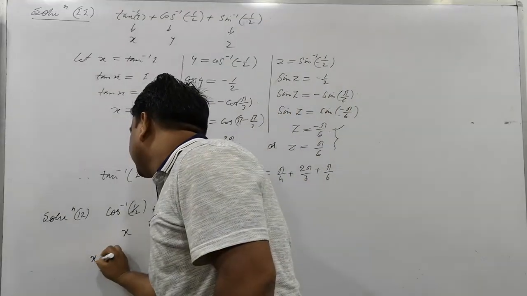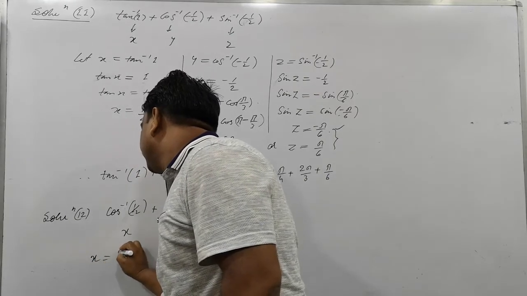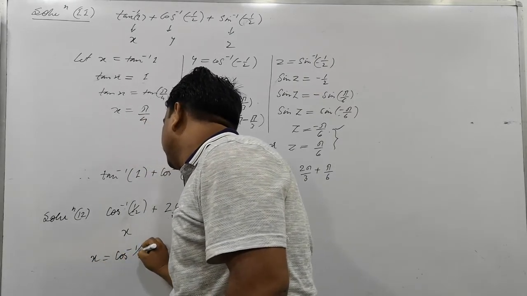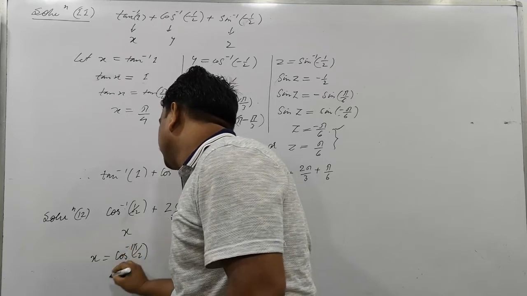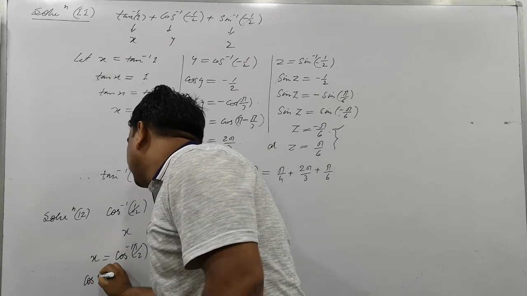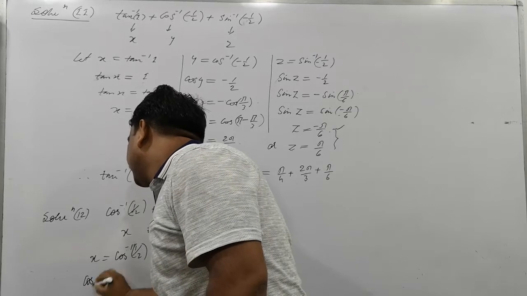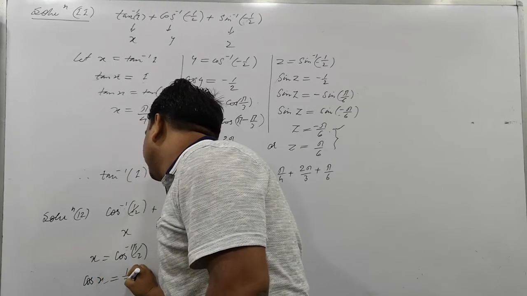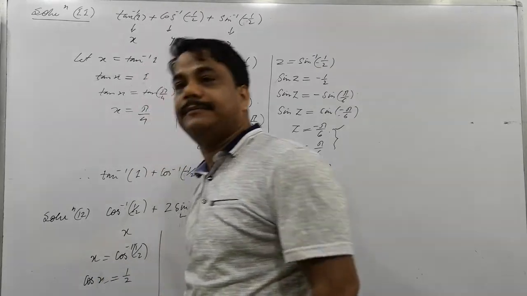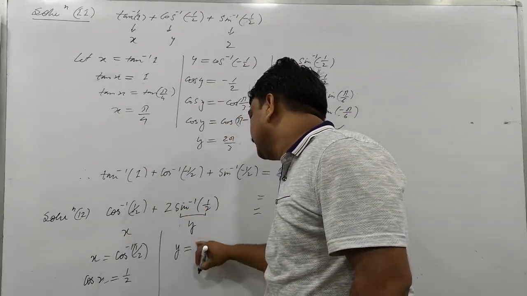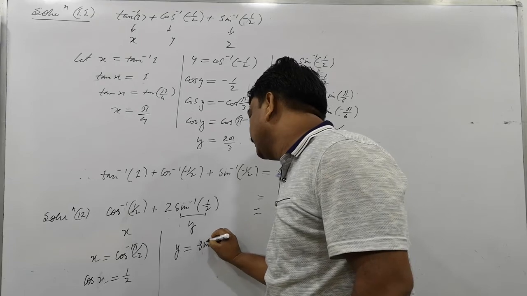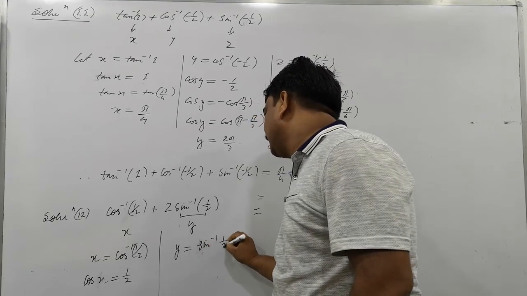Let x is equal to cos inverse 1 by 2. So cos of x is 1 by 2. I hope you can solve this question, but the next one will be slightly difficult. y is equal to sin inverse 1 by 2.